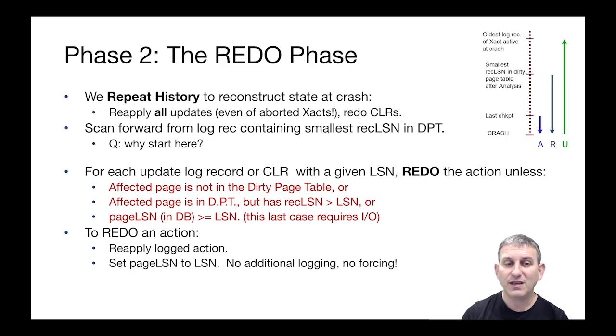The way we redo something is we simply reapply the redo information in the log record. We set the page LSN of the page we're updating to the current LSN we're redoing, and that's it. We don't have to force the page to the database. It can sit in the buffer pool. And we don't have to do any additional logging. So redo simply updates the page in the buffer pool.